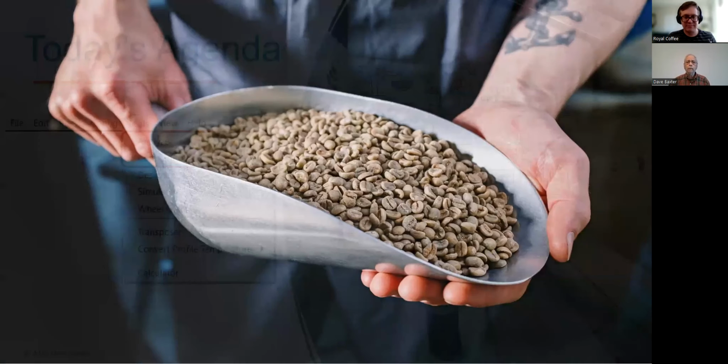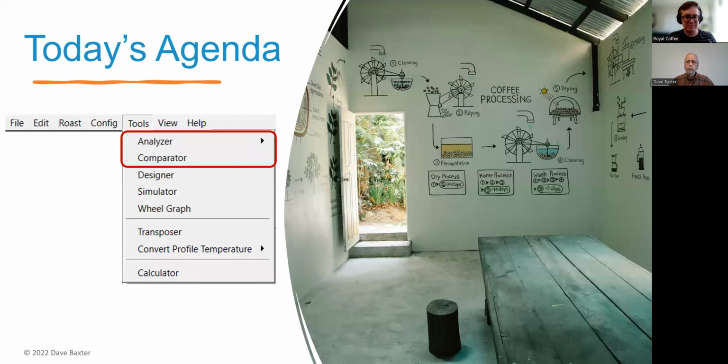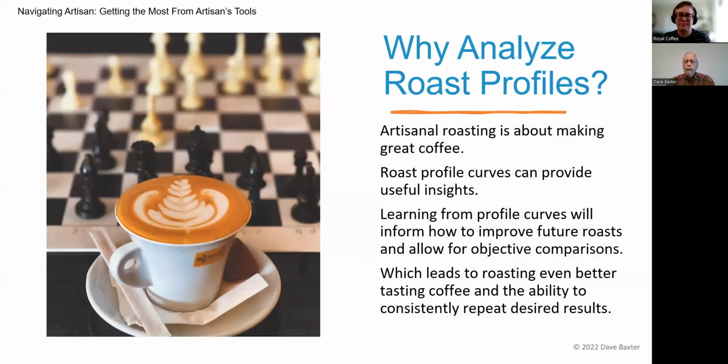So let's jump into today's agenda, which, as Evan mentioned, is to go into depth into the analyzer and the comparator tools. So why analyze roast profiles? Well, artisanal roasting is all about making great coffee, right? And when we log our roasts and we get our roast profile curves, by examining them, we can get some very useful insights. Learning from those profile curves is going to inform us on how to improve future roasts, and also allow for objective comparisons. And that's the heart of what these tools can do for us.